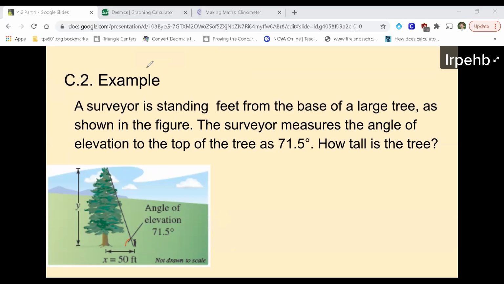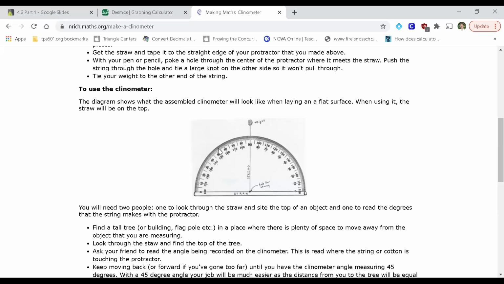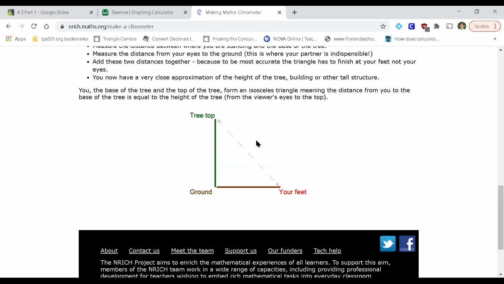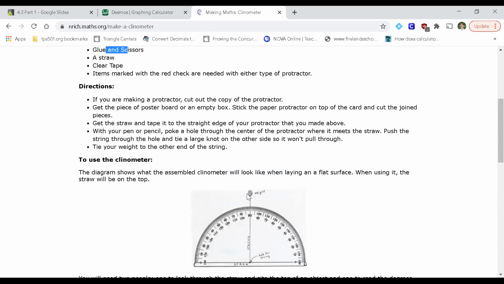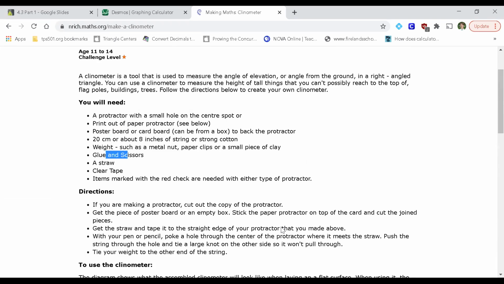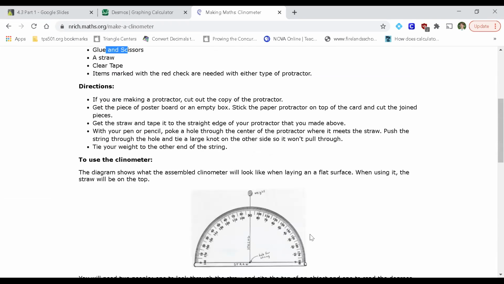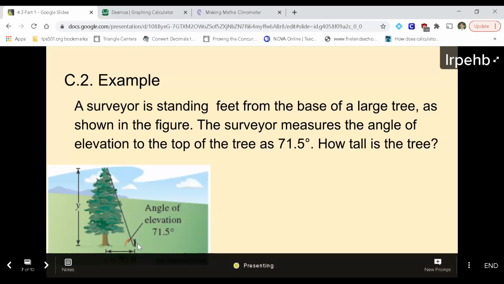You then take out your clinometer, which is just a protractor instrument you made by taping a straw to a protractor and attaching a string to that protractor with some weight, so that when you look at the treetop, the angle through the straw will let you see the change in the angle, and then you can find out what that angle of elevation is using your clinometer, like everyone does. And then you record that the angle of elevation is 71.5 degrees. How do we find out how tall the tree is?